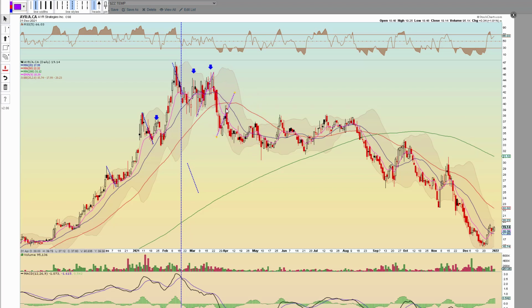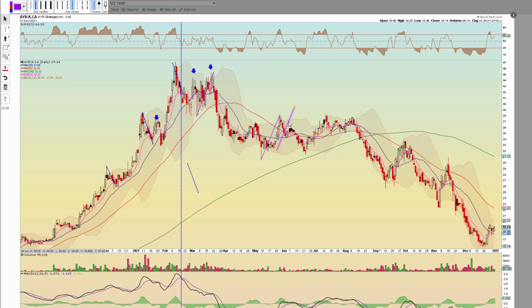So we got various bounce attempts here. You know, they don't break symmetry, they're smaller. Let's use this low here. We use this low, notice the rally stopped exactly here. Gave a perfect price target if you had bought this, to sell it or to go short.